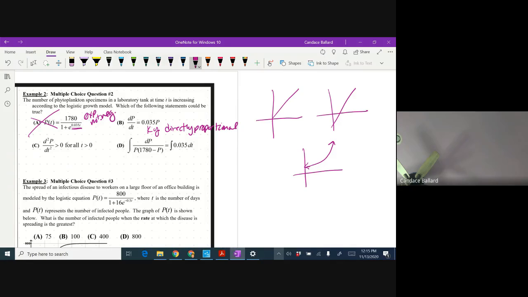Okay, so when we talk about something that's directly proportional, that means it should have a consistent slope. Okay, do you see how that K in front makes a consistent slope? So these would be pictures of things that are directly proportional, whereas this is definitely going off exponentially. Okay, so this one here, because of the direct proportion, that one is not logistic. Okay.